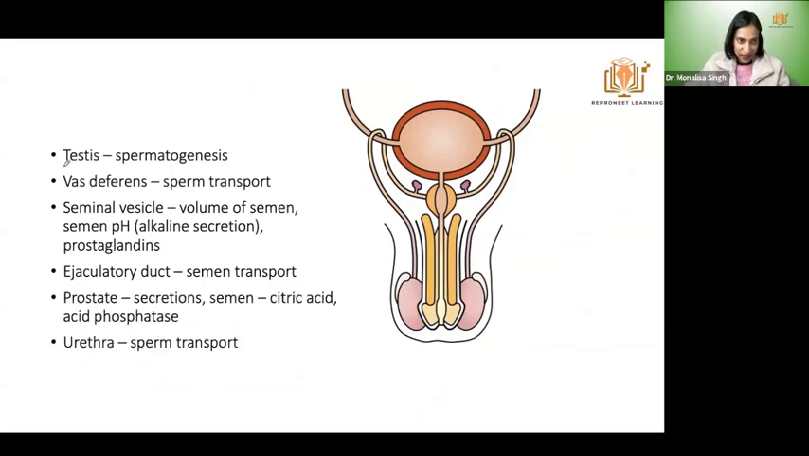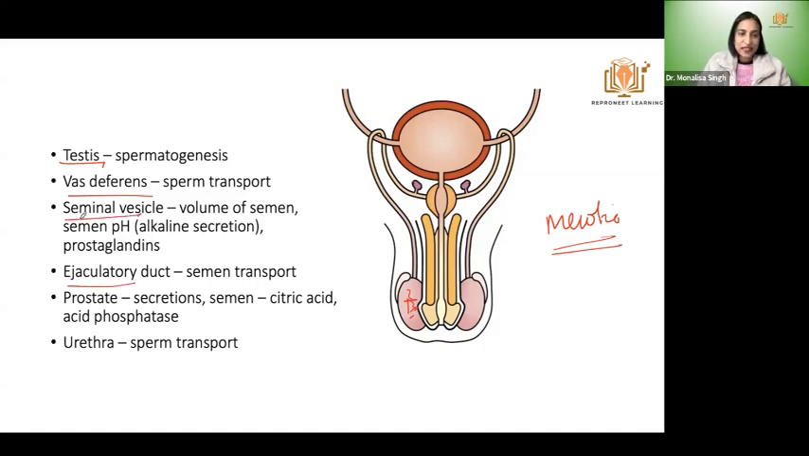This is what I just explained. Testis is this, where spermatogenesis is going on, which is a meiotic division. That takes place in the seminiferous tubules in the testis. And then the epididymis, and then the vas deferens. And then the seminal vesicles, ejaculatory duct.